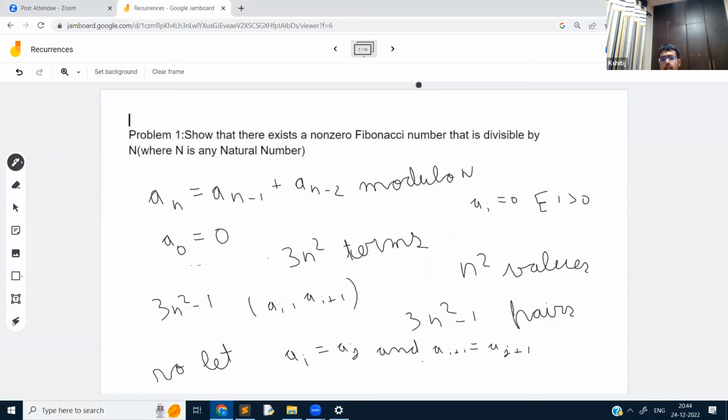Then notice that they can only take n squared distinct values, since the first can take n values and the second can take n values, so only n squared values. Now if there are 3n squared minus 1 terms, which is strictly greater than n squared, at least two will have the same values by the pigeonhole principle. So can you understand now?